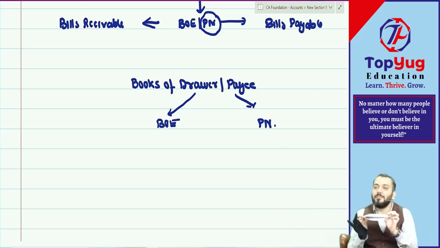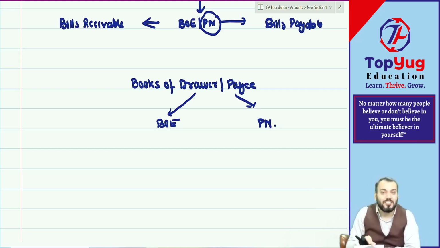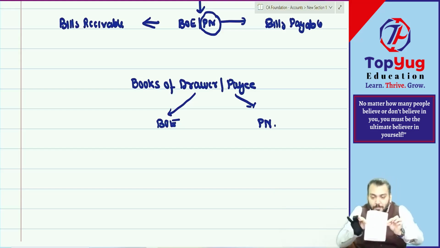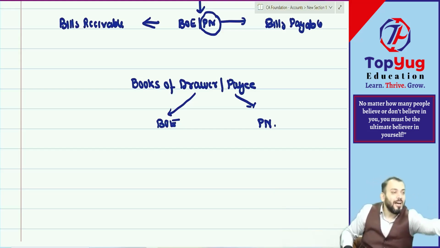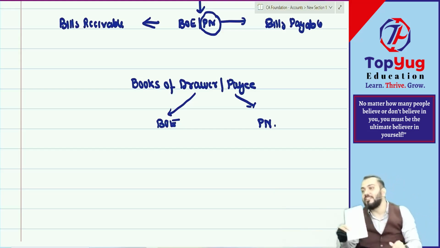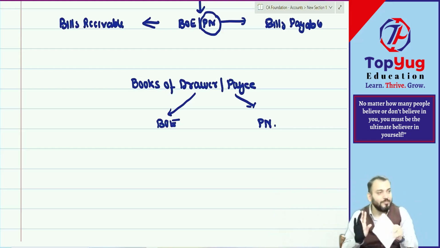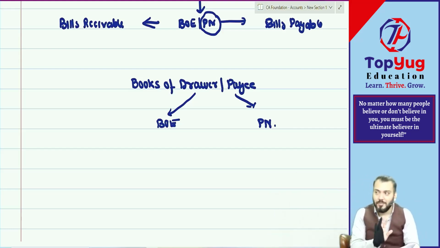Means in the exam they may ask any of these three circumstances. So we need to frame journal entries as per these three circumstances. First is holding the bill till maturity. Second is endorsement of bill to the creditor. Third is discounting the bill with bank. Understood? Have you understood?